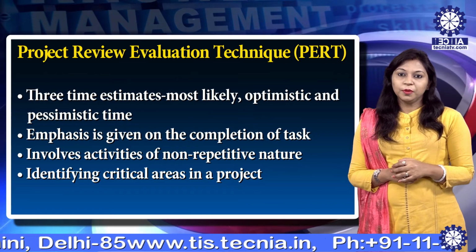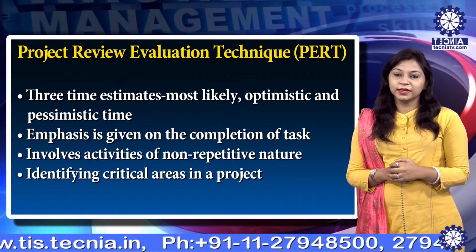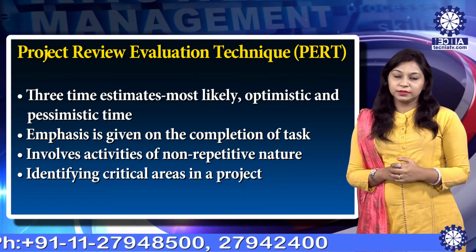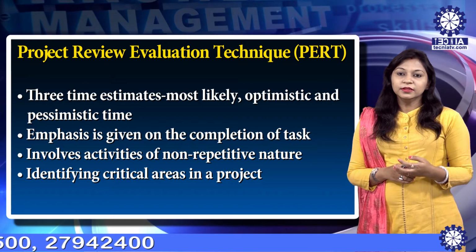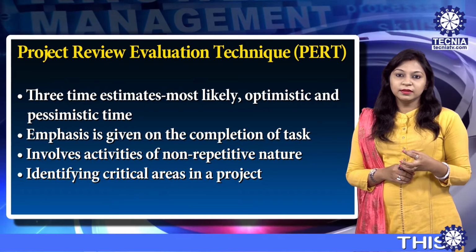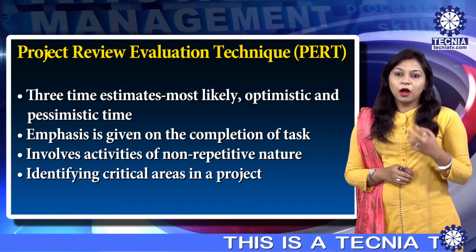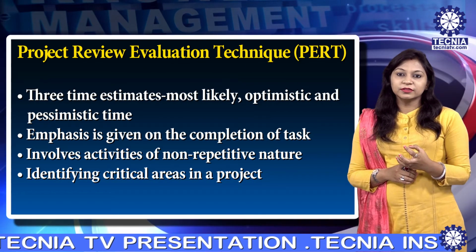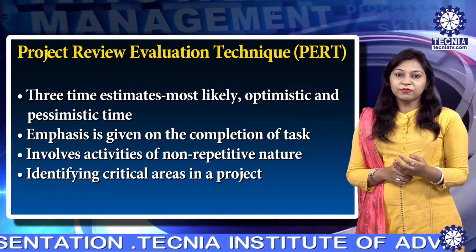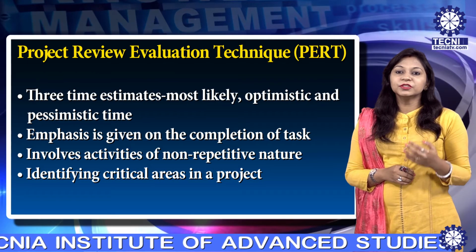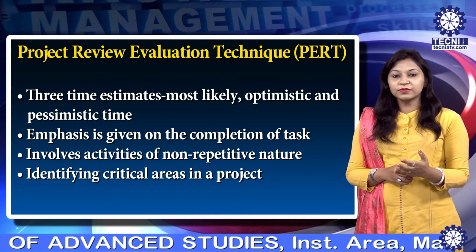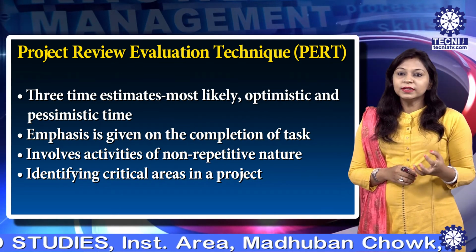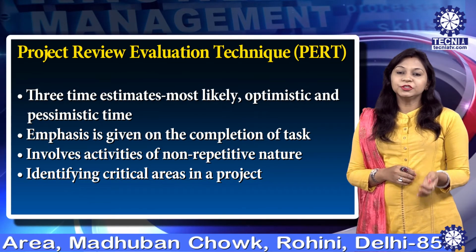Now we talk about the project evaluation and review technique, which is often known as PERT. In PERT, three time estimates, namely most likely, optimistic and pessimistic time, are usually taken to form a weighted average of the expected completion time of each activity, based on a probability distribution of completion times.